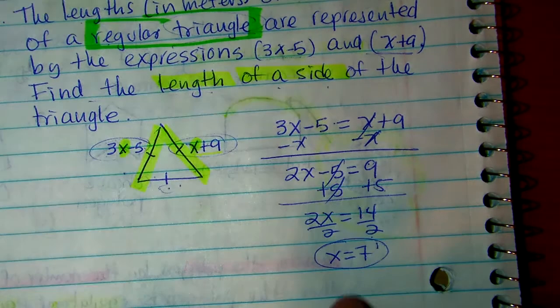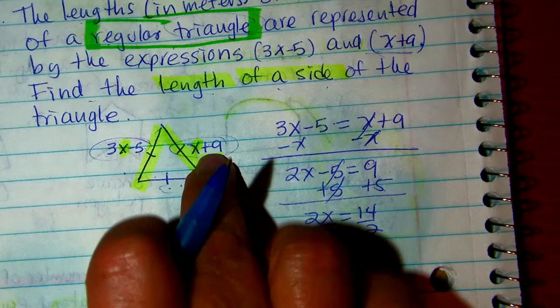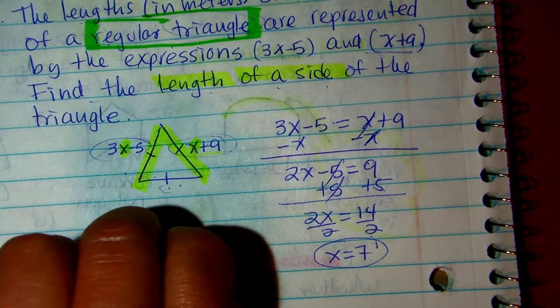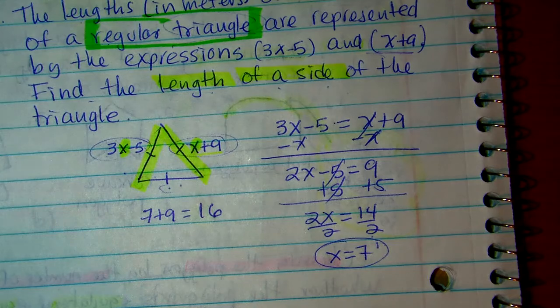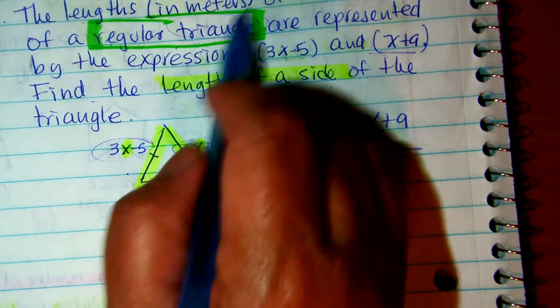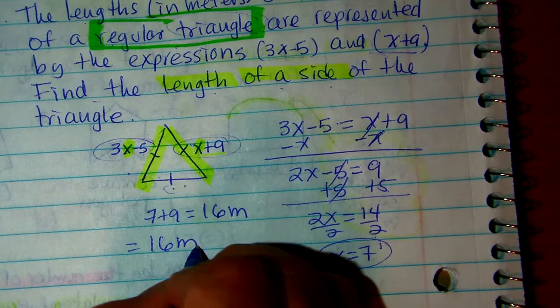Now all I have to do is just substitute the x in either one of these two. I see that this one is much easier. So I'm going to substitute what? 7 plus 9, and this gives me 16. So this is the measure of one of the sides, and it's in meters. So it's 16 meters. So the answer is 16 meters.